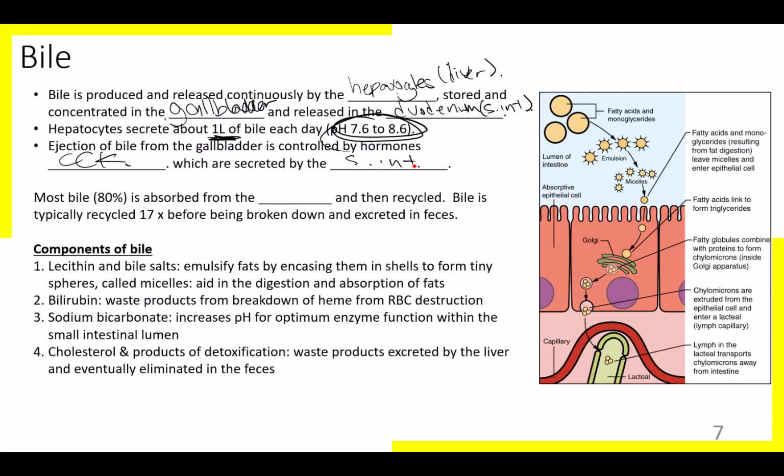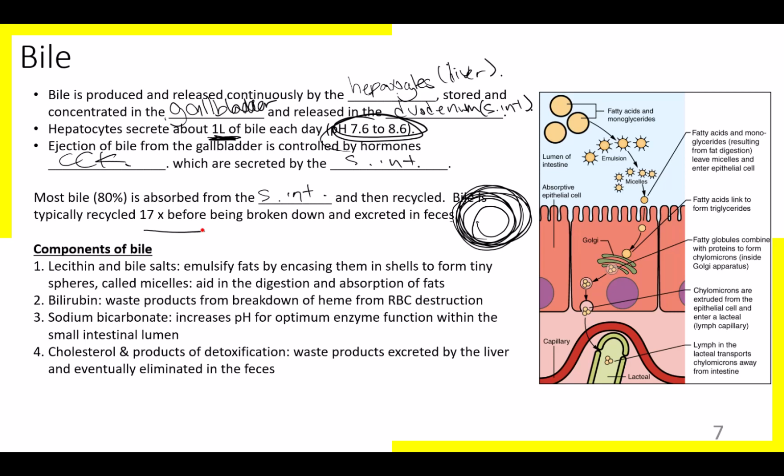Most of the bile is absorbed from the small intestine and then recycled. So what happens is it's released into the small intestine and then absorbed from the latter part of the small intestine, and it goes around and is recycled between the liver and the small intestine about 17 times before it is broken down and excreted in feces.